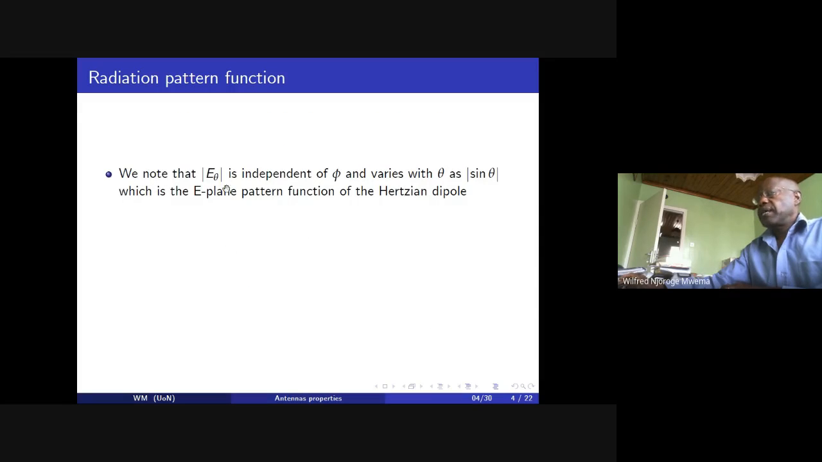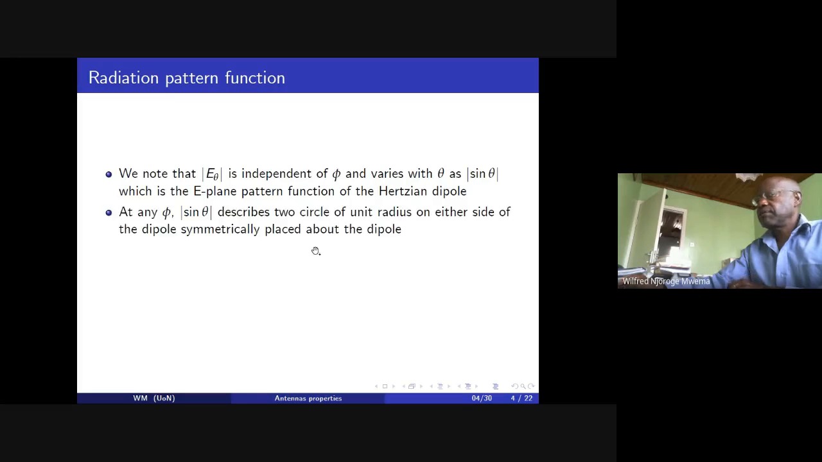So we note that E theta is going to be independent of phi, and will vary with theta as sine theta, which is the E-plane pattern function for the Hertzian dipole. And because we are taking the values of the modulus, we shall see that we'll have two circles for both directions. So at any angle phi, the sine theta, the modulus, will describe two circles of unit radius on either side of the dipole, symmetrically placed above the dipole.